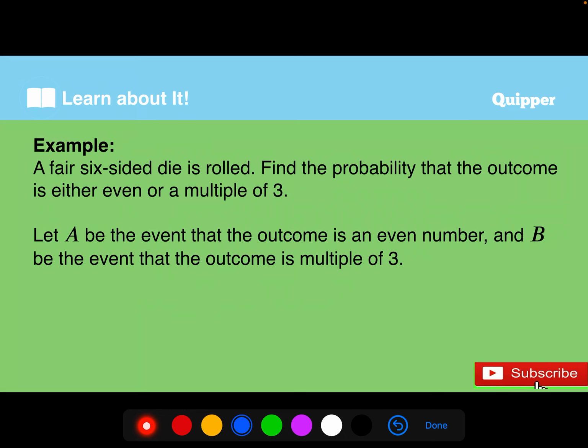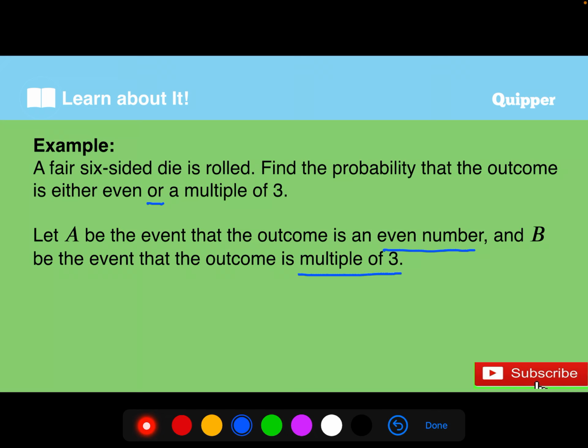For example, a fair six-sided die is rolled. Find the probability that the outcome is either even or a multiple of 3. In our example, the conjunction used is the word "or." Meaning, this problem is all about union. So we'll be using the formula for finding the probability of the union of two events. We let A be the event that the outcome is an even number, and B be the event that the outcome is a multiple of 3.